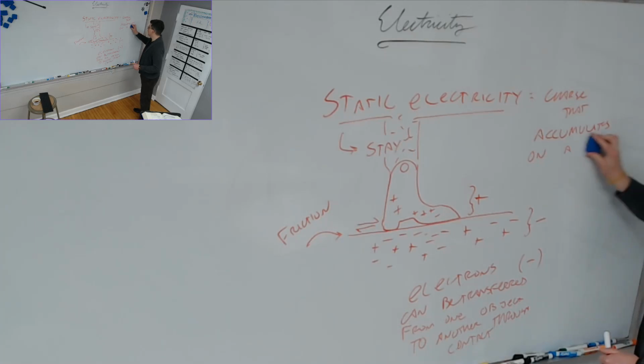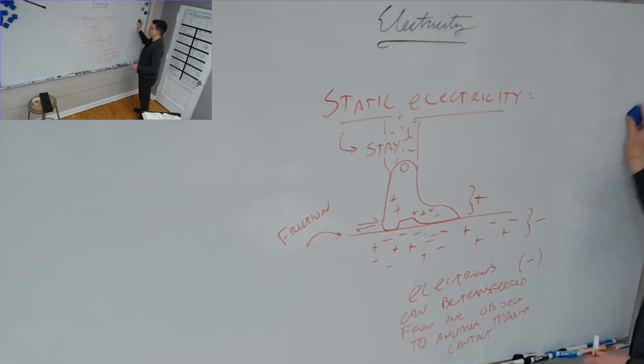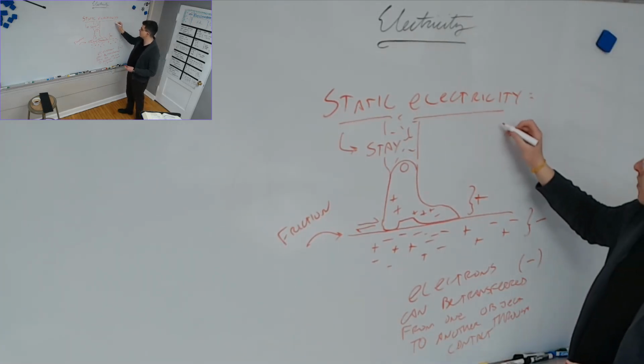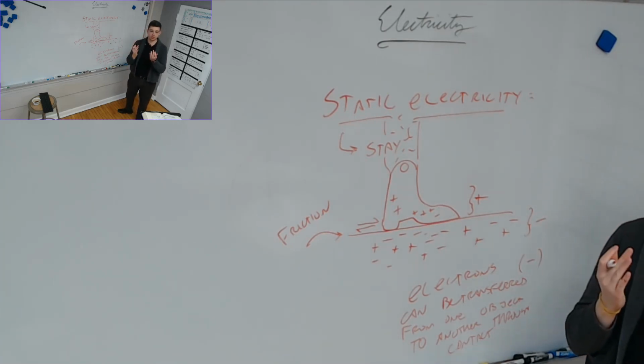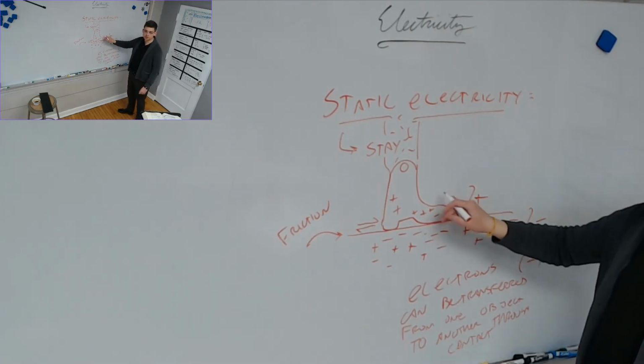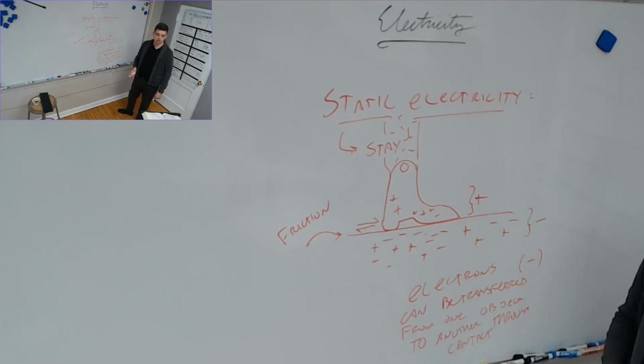This is what we call static electricity. These both now have a static charge. They both have a charge on their surface. This one has a positive charge on its surface. This one has a negative charge on its surface.